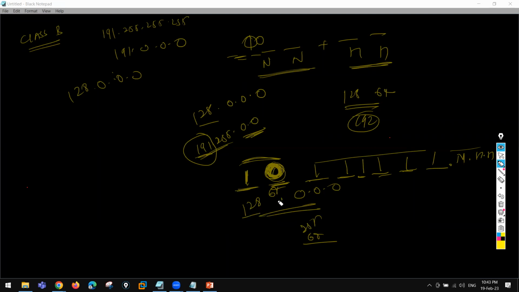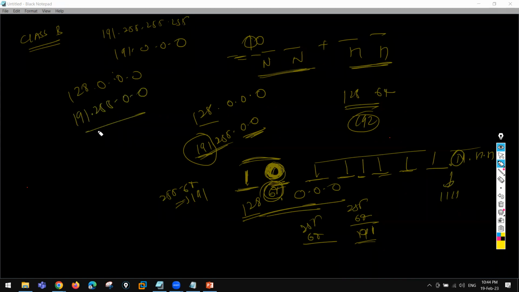So 128, and then the remaining places. This place is actually 64, but the total of everything is 255, right? So 255 minus 64 is what? 191, come on. 255 minus 64 is 191, right? And the second octet will become again 111, so it would be 191.255.255.255. Correct. If it is 192, it's going to become class C.